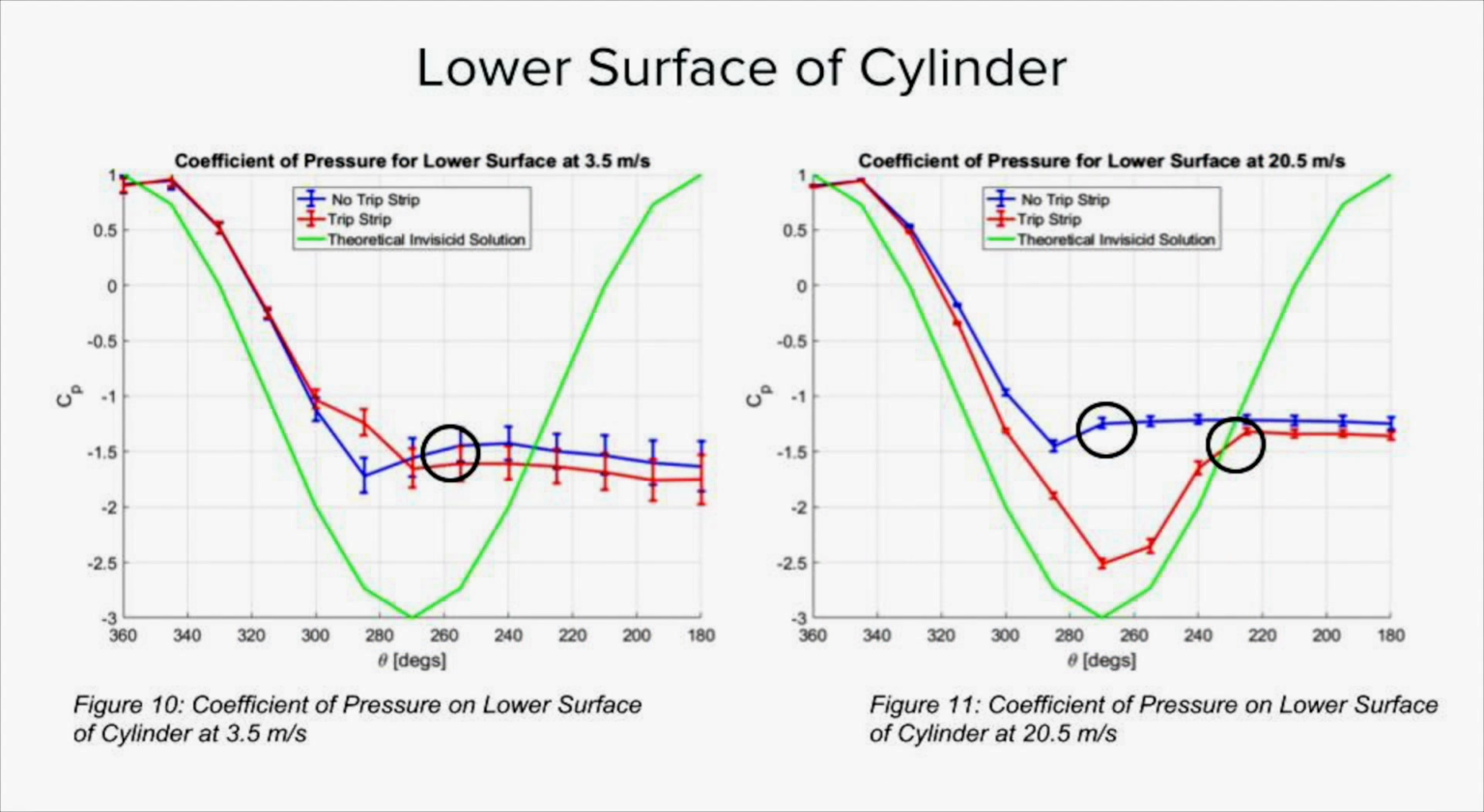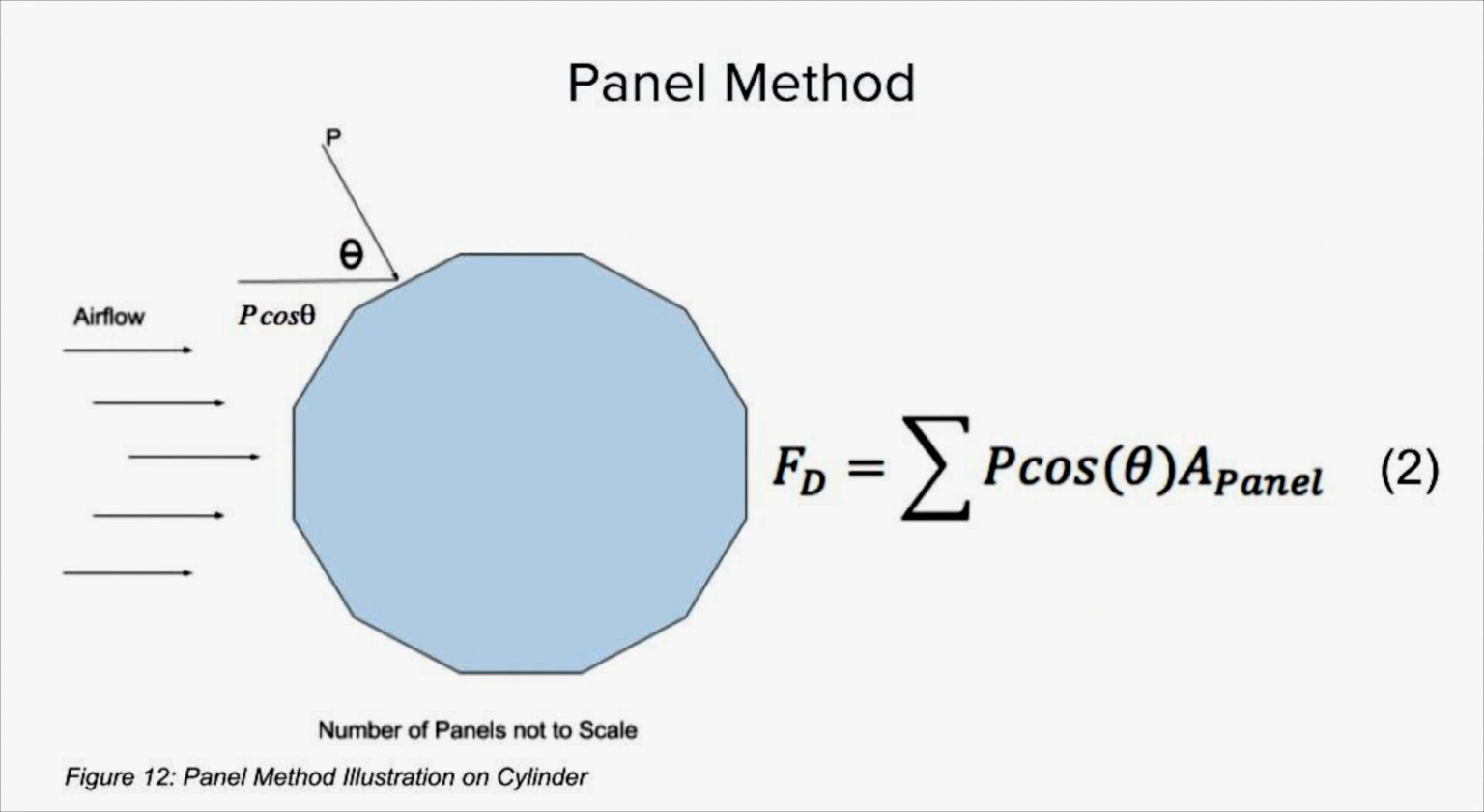For the lower surface of the cylinder, flow with the trip strip separates later than on the upper surface plot because of the previously stated asymmetrical orientation of the cylinder to the free stream. Theoretically, the coefficient of pressure should be the same at the upper and lower surface since the pressure ports were spaced out symmetrically.